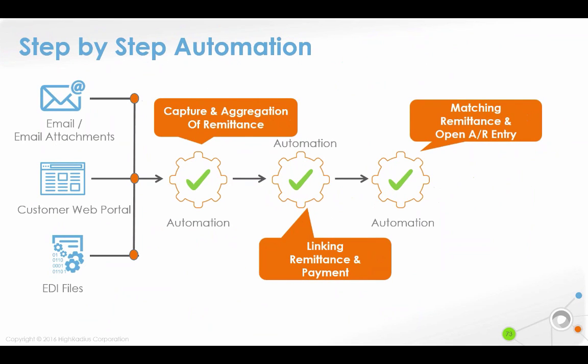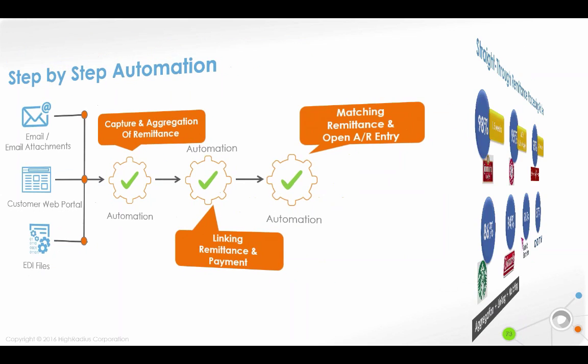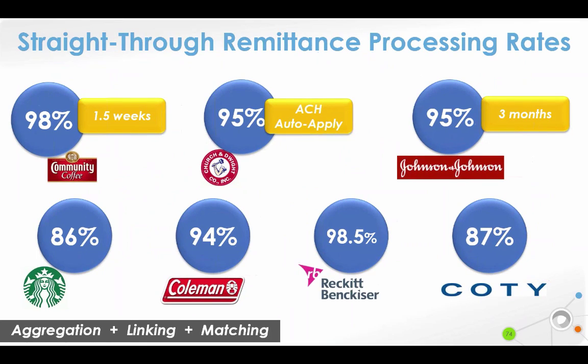So when we look at the steps from end to end, we see that automation is possible: the capture and aggregation of remittance can be automated, the linking of remittance and payment can be automated, and the matching of the remittance and the open AR in the system can also be automated. So I just wanted to share with you some clients of HighRadius that were able to achieve straight-through remittance processing and what kind of rates they were seeing.